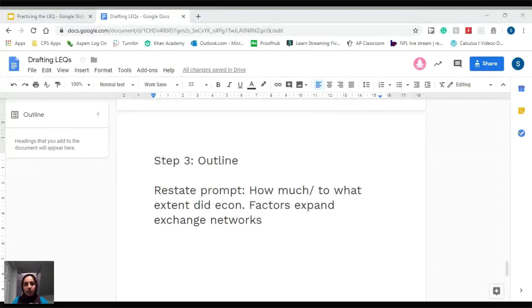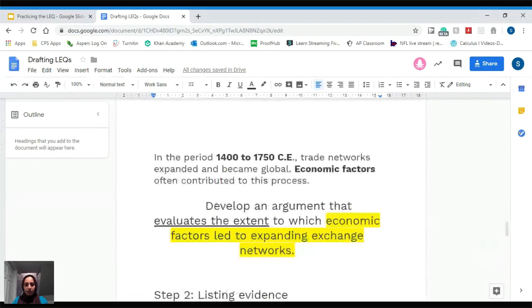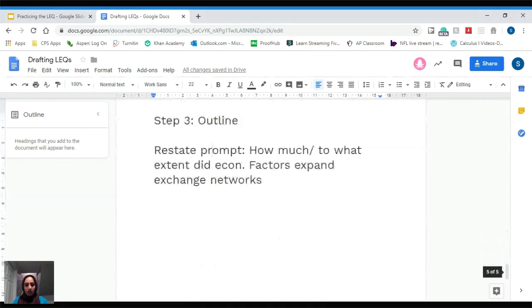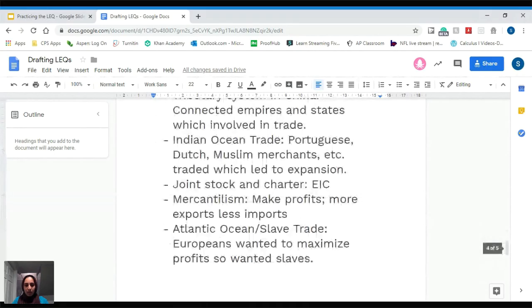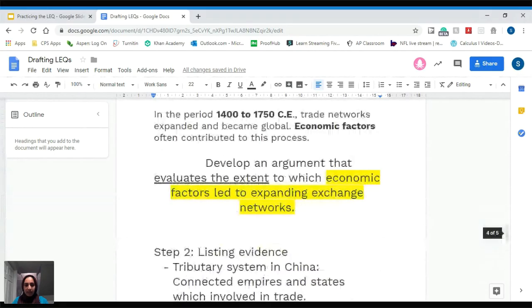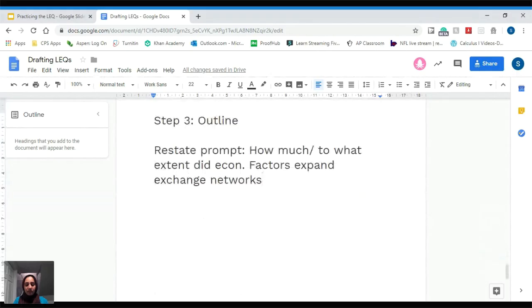If you feel like you don't need to restate the prompt, if it's pretty self-explanatory, you can skip this step if it saves you time, because this is basically just saying what this said right here. I don't think I would restate the prompt if this was on a test, but again, it's all up to you, whatever makes it easier.